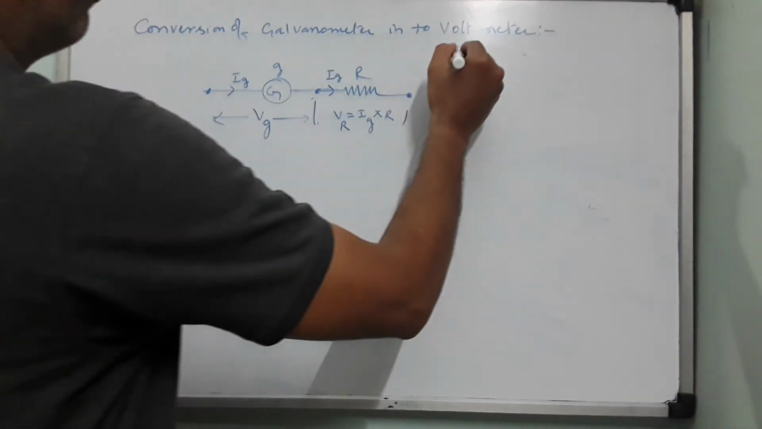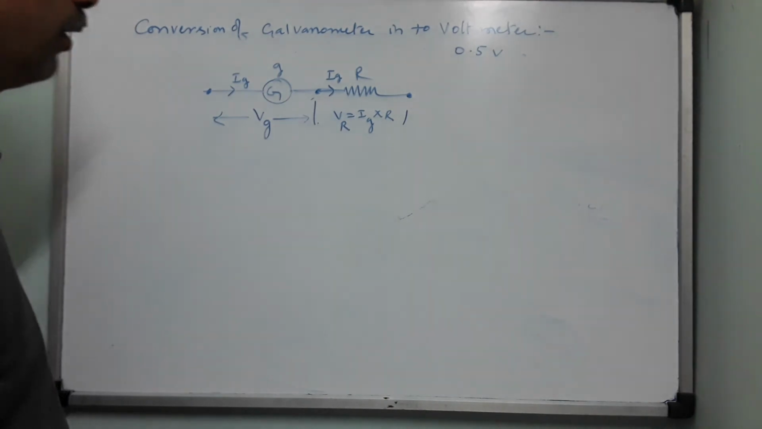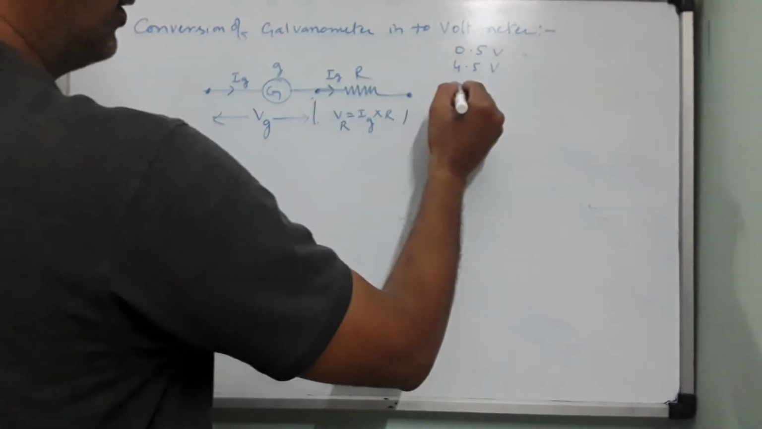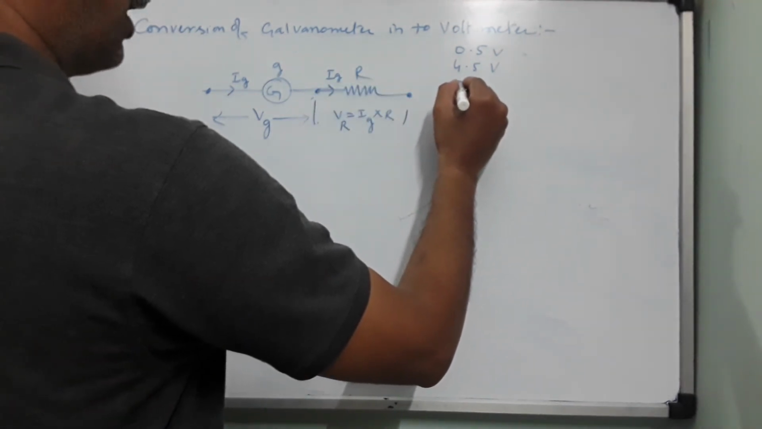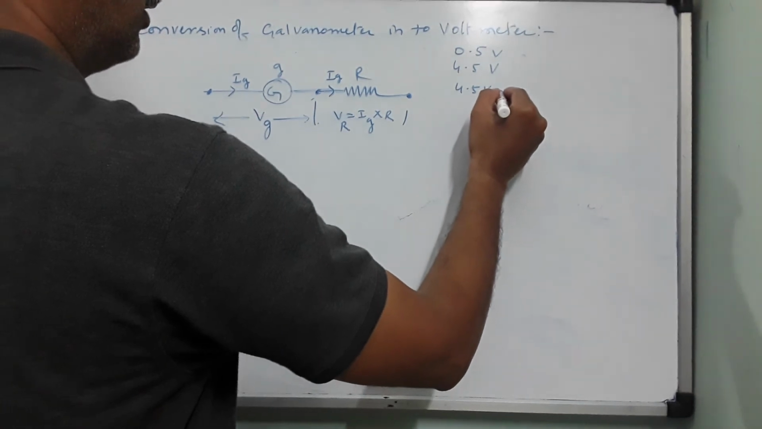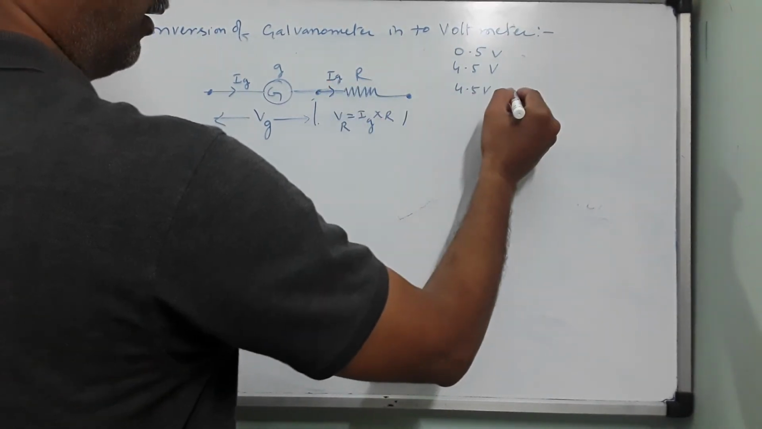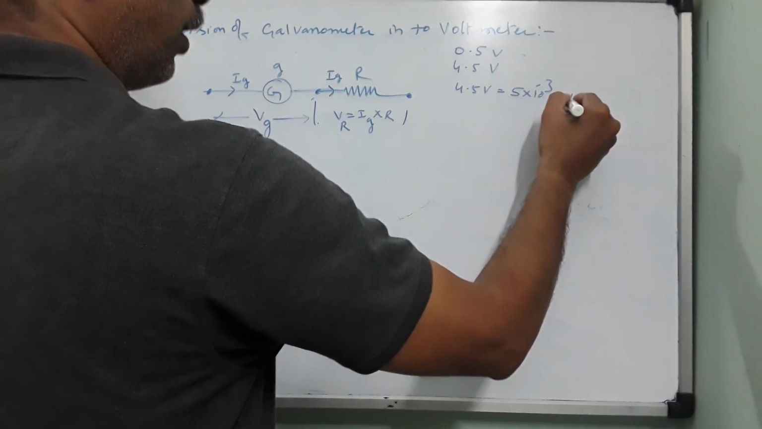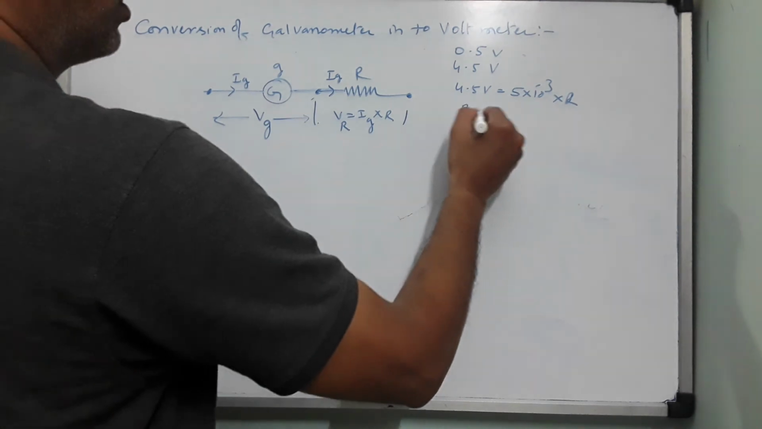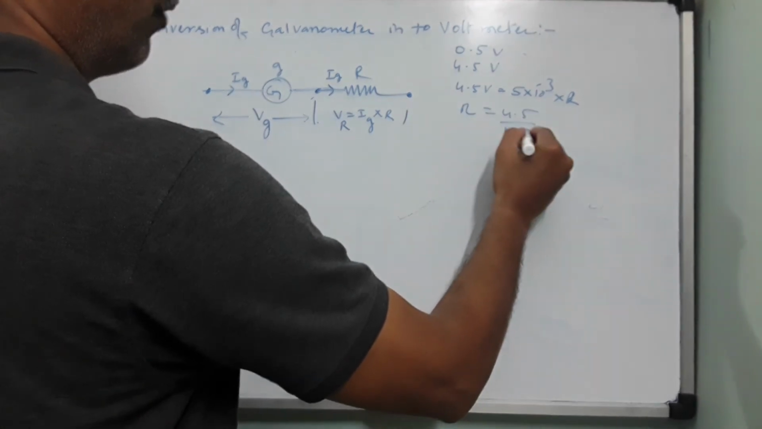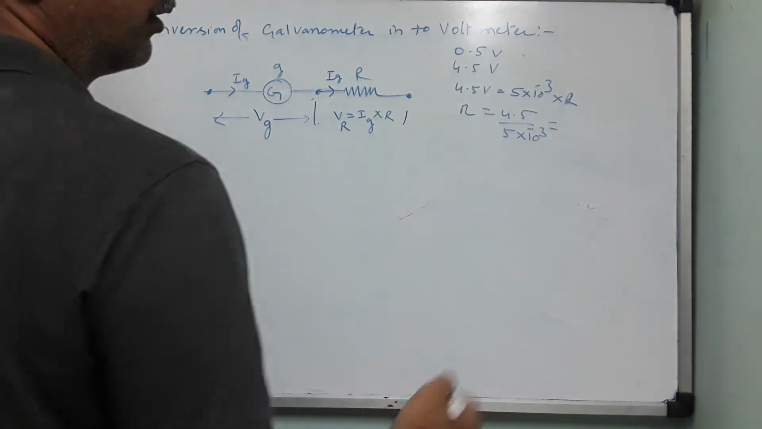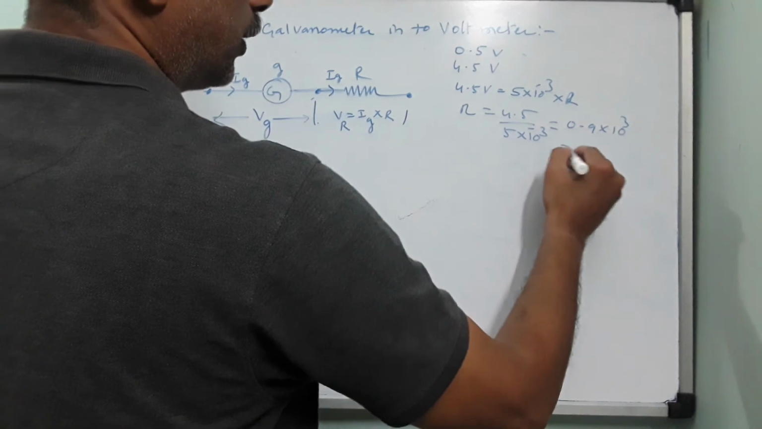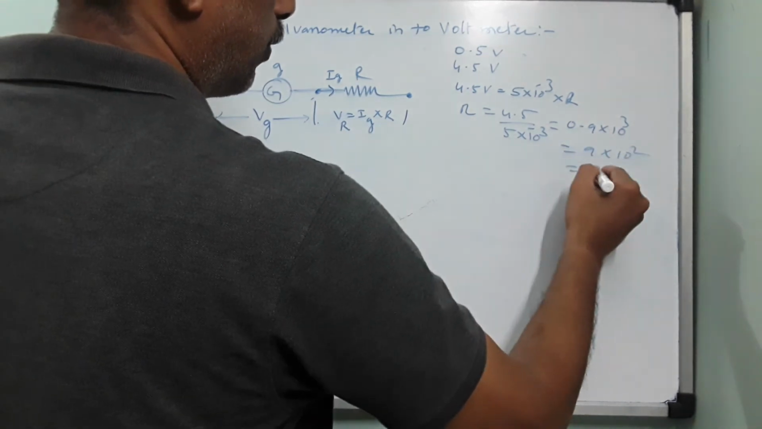Earlier it was measuring only 0.5 volt. Now I want 4.5 volt more. So my Ig is how much? VR should be at 4.5 volt. Okay. So my Ig is how much? VR equals Ig into R. Ig is 5 into 10 power minus 3 into R value. You have to calculate. So R is nothing but 4.5 divided by 5 into 10 power minus 3. So this is 0.9 into 10 power plus 3. So this is 9 into 10 power 2. That is nothing but what?